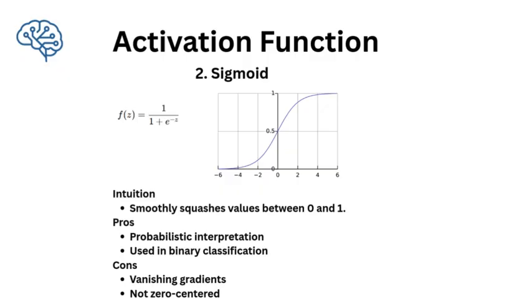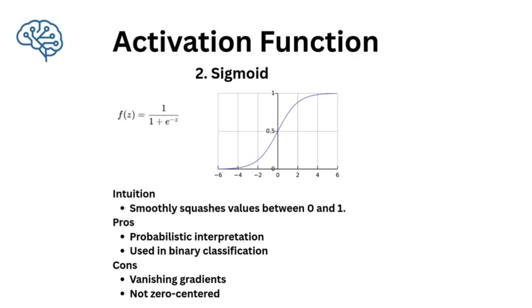For very large positive values of z, the output approaches 1, and for very large negative values, the output approaches 0. This smooth S-shaped curve gives us a very useful interpretation. The output of the sigmoid function can be treated as a probability, which is why it has been widely used in binary classification problems. Because the sigmoid function is continuous and differentiable, it allows neural networks to be trained using gradient descent, unlike the step activation function.